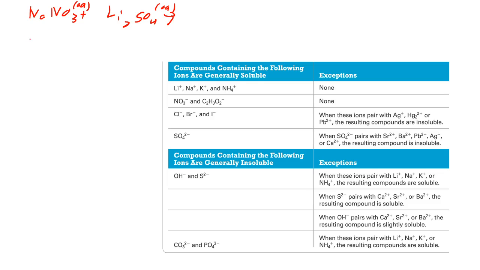Okay. So we're going to switch the anions. That means our sodium plus is going to pair up with the sulfate 2 minus. So if I do that, I'm going to get Na2SO4. If I look up my rules, sulfate is usually soluble and sodium is not an exception. So that's aqueous. And we're also going to combine our lithium plus 1 and our NO3 minus 1. So that'll give us lithium nitrate. Lithium and nitrate both have no exceptions, and they are both soluble. So this is aqueous as well.